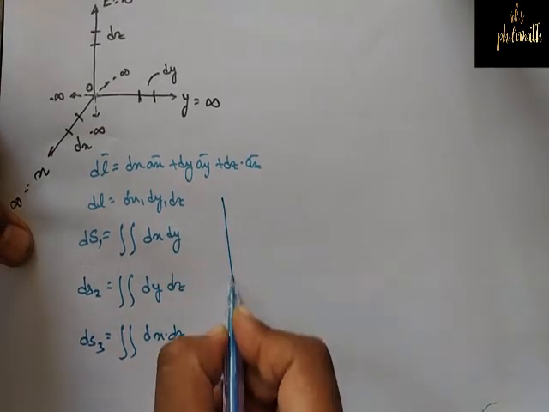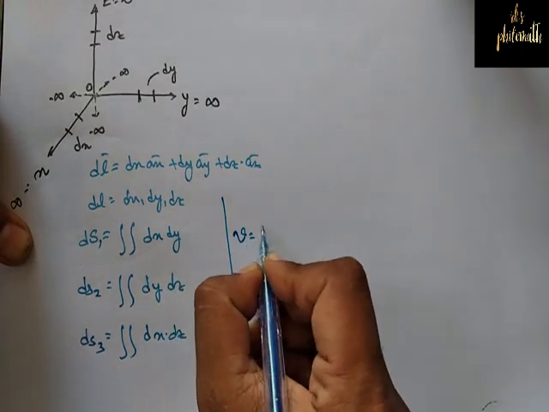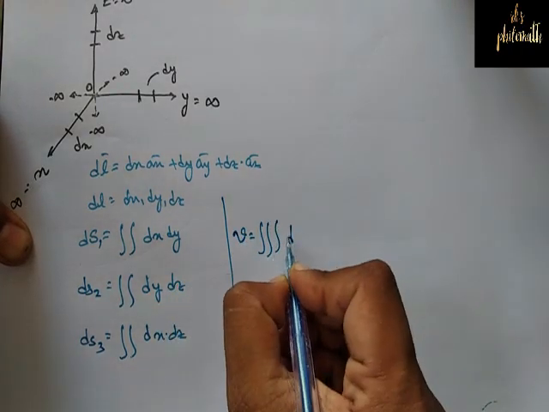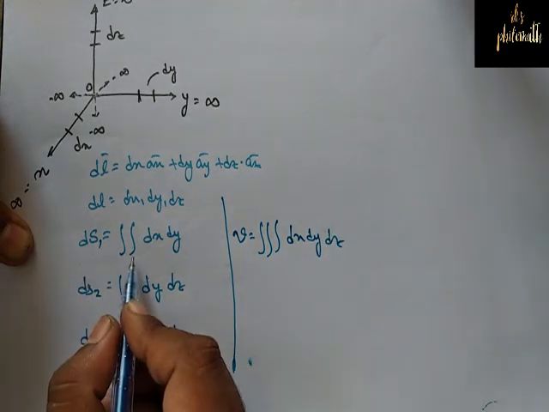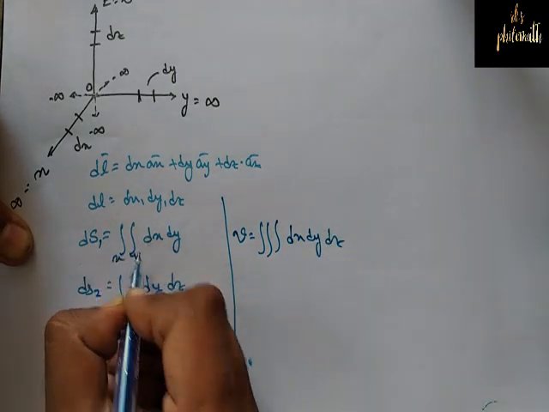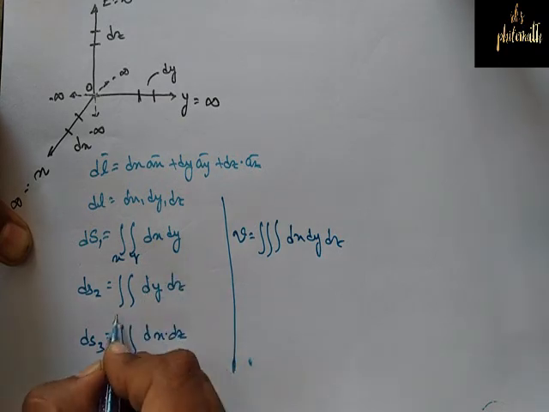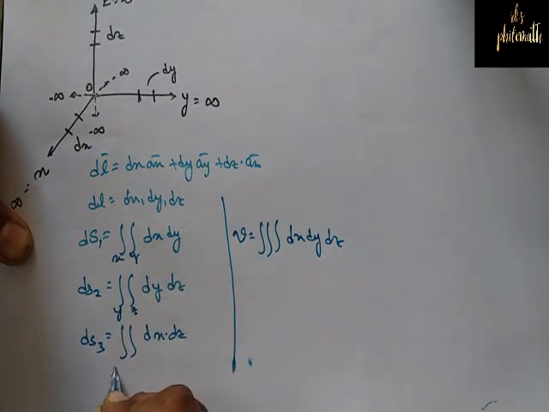And what will be the volume? Volume is triple integral of dx dy dz. In this ds1 with limits x and y, we have y and z and x and z.